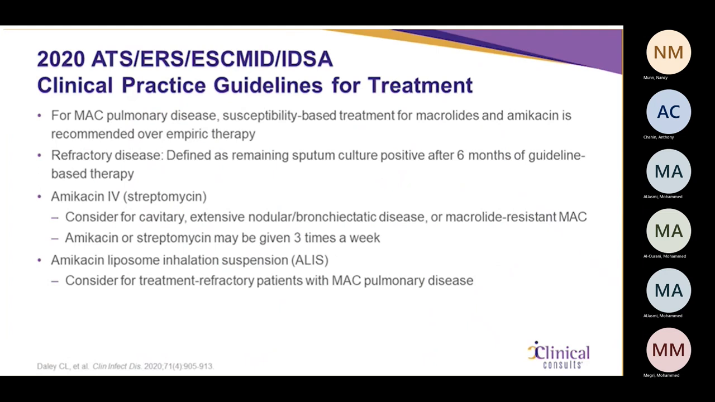Okay. So treatment here, for MAC, we said that it's recommended that you do susceptibility testing for amikacin and for macrolide. Refractory disease is defined by 6 months of treatment still with a positive culture. And this is where you consider adding liposomal amikacin. For cavitary disease, you use IV either amikacin or streptomycin up front along with the daily regimen, and that usually goes for 2 to 3 months. And inhalational amikacin is an add-on therapy, so it's not an initial therapy, but added after 6 months of treatment with the triple regimen.